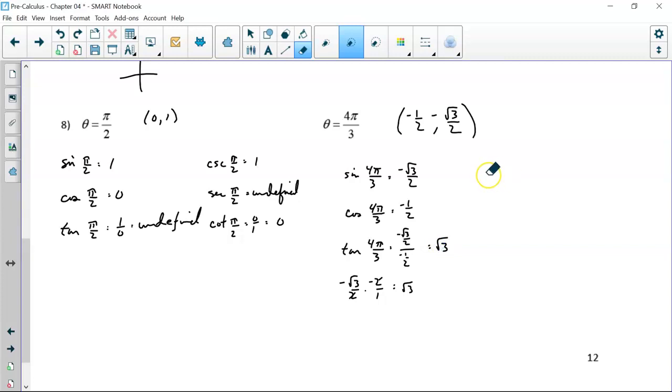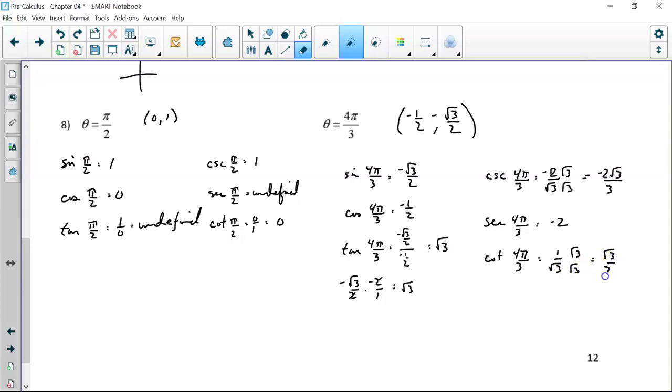And the reciprocal functions, the cosecant of 4 pi over 3 is negative 2 over root 3. So when you rationalize it, you get negative 2 root 3 over 3. The secant of 4 pi over 3 is the reciprocal of negative 1/2, so that would be negative 2. And the cotangent of 4 pi over 3 is the reciprocal of root 3. So it's 1 over root 3. So when you rationalize it, you get root 3 over 3.